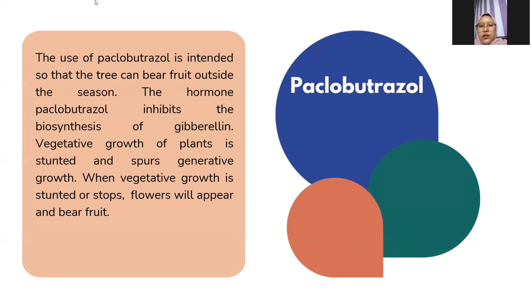Paclobutrazol. The use of paclobutrazol is intended so that the tree can bear fruit outside of the season. The hormone paclobutrazol inhibits the biosynthesis of gibberellin. Vegetative growth of the plant is stunted and generative growth is spurred. When vegetative growth is stunted or stopped, flowers will appear and bear fruits.